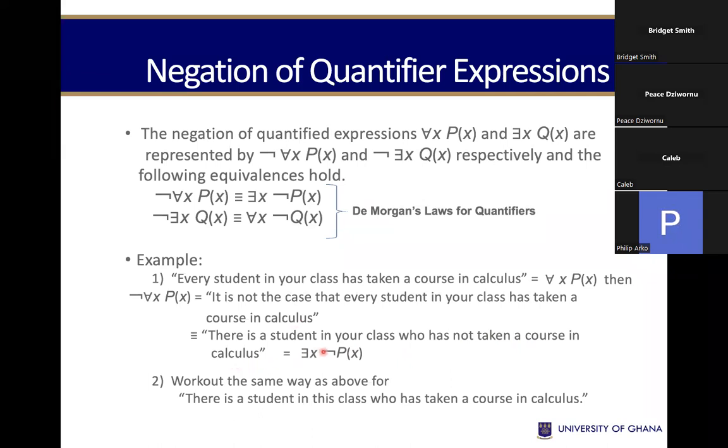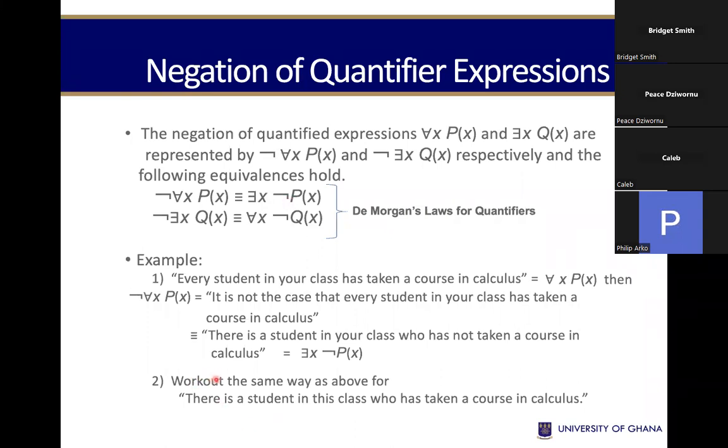But for us to establish there exists x, negation of p of x, our main task is to say that there's a student in your class, because this has to be a negation, who has not taken a course in calculus, which is true, because it is distributed. We're saying that it is not the case that every student in your class has taken a course in calculus. When I go through, some might have taken, some might not have taken. But my main focus is to be able to get this: there exists x, meaning that there is a student in your class who has not taken a course in calculus.